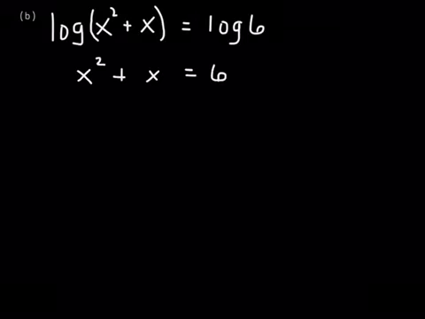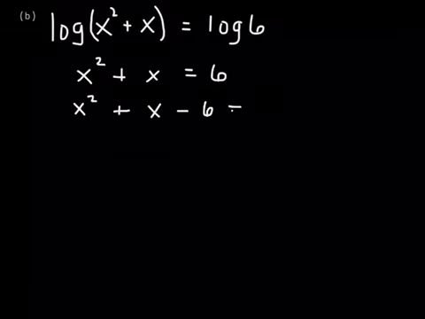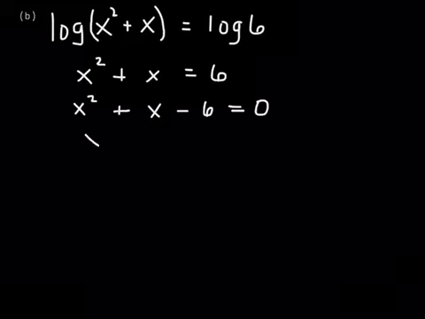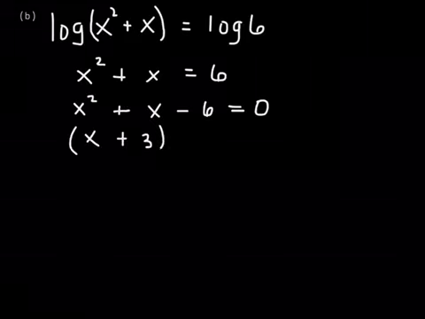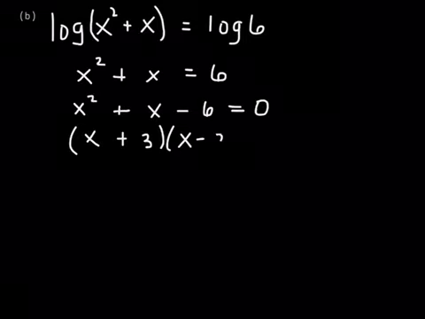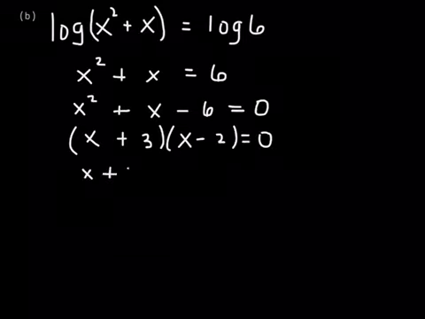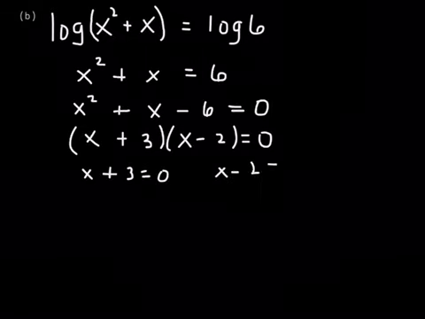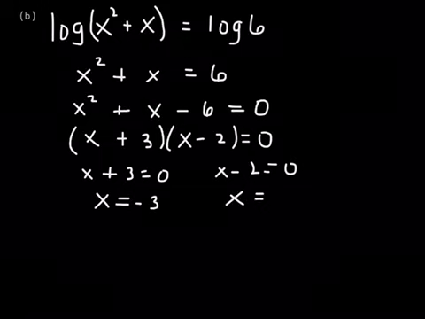This resulting equation is quadratic. Because it is such, I am going to set it equal to 0 by subtracting 6 from both sides. I will solve by factoring. It factors as x plus 3 times x minus 2. I will set each factor equal to 0 and solve. So x plus 3 is 0, or x minus 2 is 0. So I get x is supposedly equal to -3 or 2.